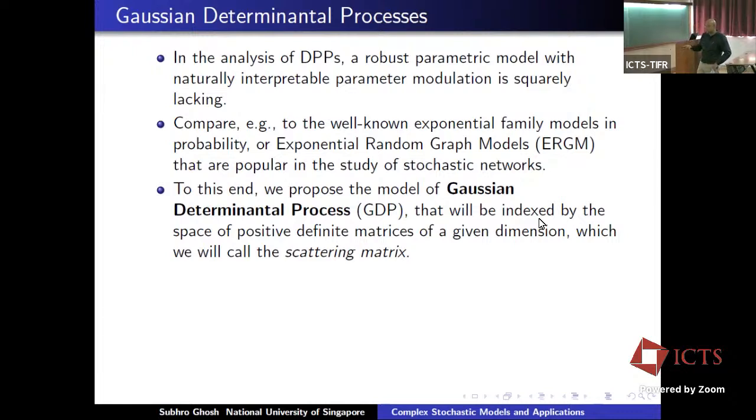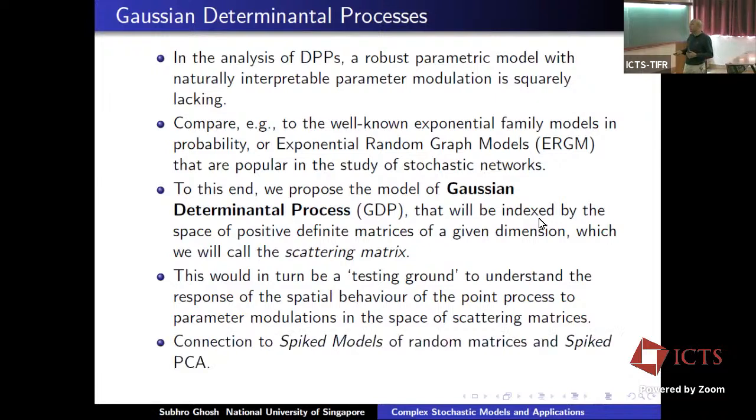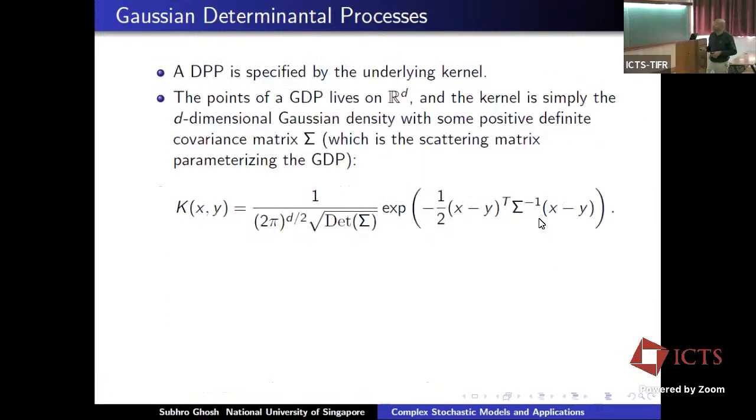We'll come to the explicit formula for the kernel in one or two slides. But the idea is that we are looking for a determinantal process with a Gaussian kernel, and this in turn would be a testing ground to understand the response of the spatial behavior of the point process to parameter modulations in the space of scattering matrices. And we will unveil some connections to spiked models of random matrices and spiked PCA, and this is based on joint work with Philippe Rigollet.